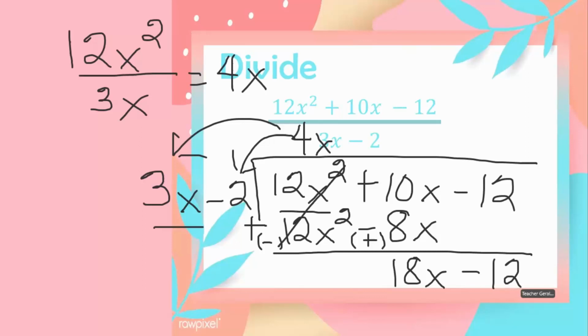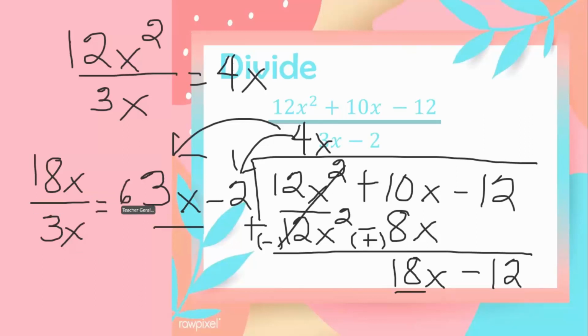Okay? Next, ito ulit, yung dividend na bago, divide natin doon sa first term ng divisor, which is 3x. So, 18x divided by 3x. Okay, so 18 divided by 3 is equal to 6. And x divided by x is wala na, 1 na lang. Kaya 6 times 1, you have 6.